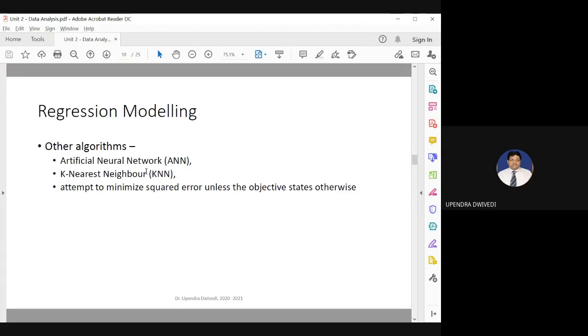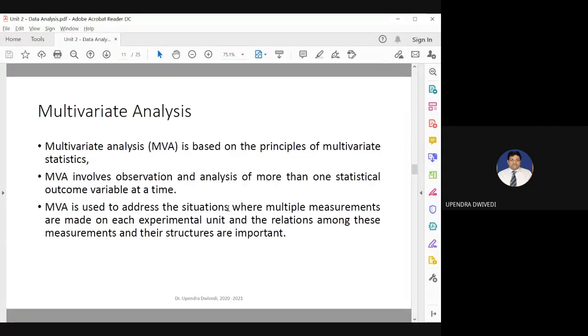Other algorithms that are effective apart from regression modeling in these problems are artificial neural networks. We are all aware of ANN, and we'll also discuss ANN in an upcoming session, and K nearest neighbor. What these algorithms attempt to do is minimize the squared error. So our whole target is to minimize D1 square, D2 square, D3 square. We'll end this session here with regression analysis. Multivariate analysis we'll discuss in the next session.